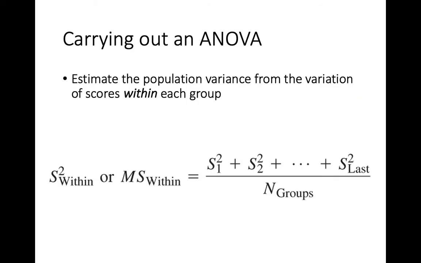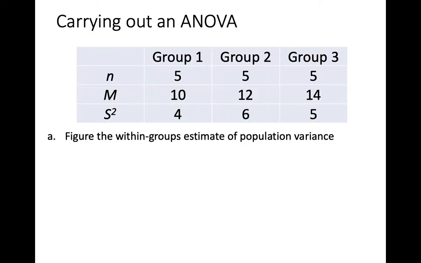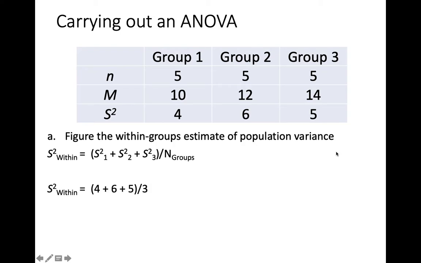And so the first thing we're going to do is get an estimate of population variance from the variation of scores within each group. To do this, all we have to do is take the simple average of the estimate of population variance that we've gotten from within each one of our groups. And so there's our formula. Again, we're just going to take the simple average. And so doing that, we get a pooled estimate of variance, S squared within, which is 5.